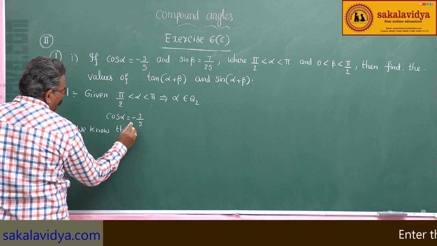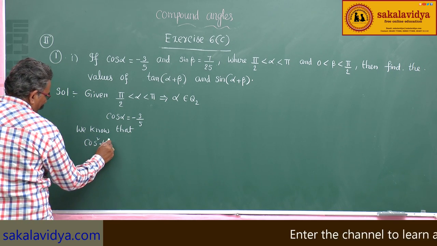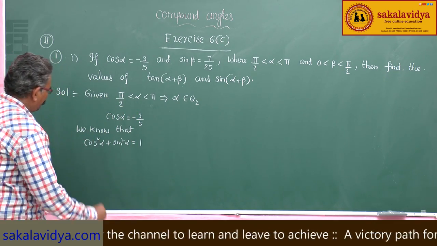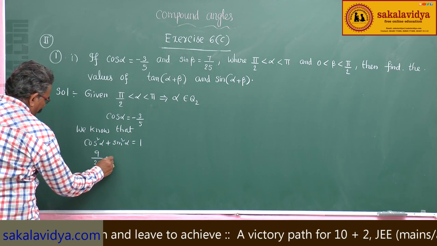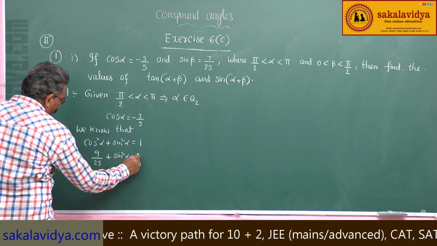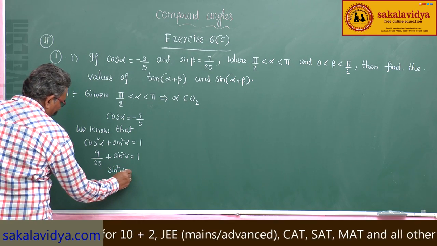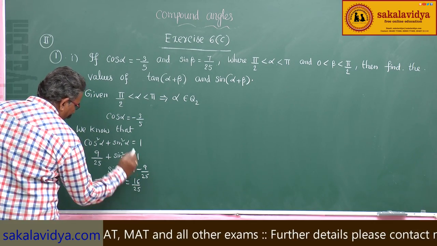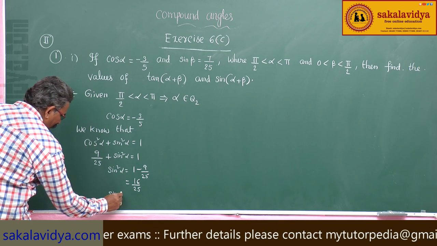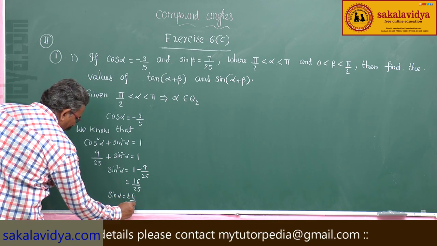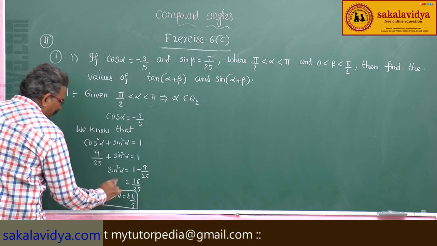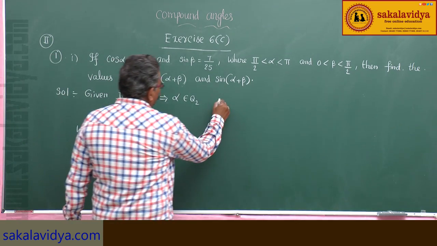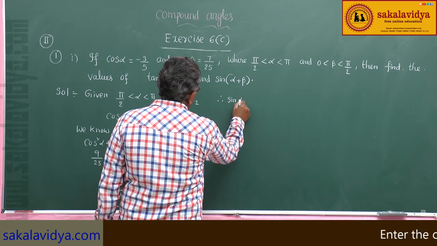We know that cos square alpha plus sin square alpha equals 1, identity. Let us substitute cos alpha here, 9 by 25 plus sin square alpha is equal to 1. Sin square alpha is equal to 1 minus 9 by 25. This will be 16 by 25. So, sin alpha is equal to plus or minus 4 by 5. Now, we have to determine the sign here. Since alpha lies in second quadrant, sin alpha becomes positive. So, therefore, we have to take sin alpha is equal to 4 by 5.